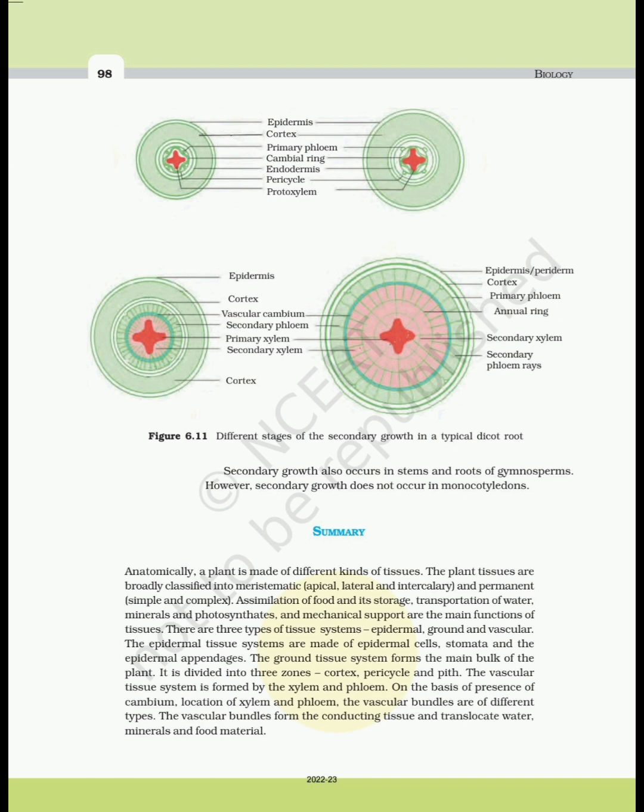The ground tissue system forms the main bulk of the plant. It is divided into three zones: cortex, pericycle and pith. The vascular tissue system is formed by the xylem and phloem. On the basis of presence of cambium, location of xylem and phloem, the vascular bundles are of different types. The vascular bundles form the conducting tissue and translocate water, minerals and food material.